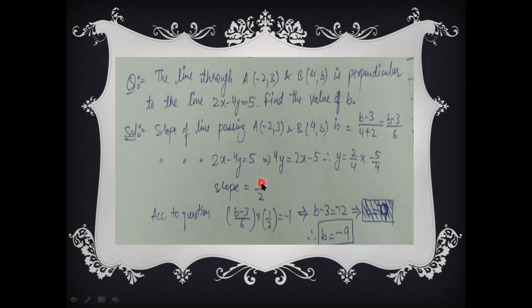Now the product of these two slopes should be equal to minus 1 because the lines are perpendicular. So 6 times 2 is 12, which goes on the other side. So it becomes b minus 3 equal to minus 12, and minus 3 we can take to the other side. So the answer is b equal to minus 9. This is the value of b which we require.